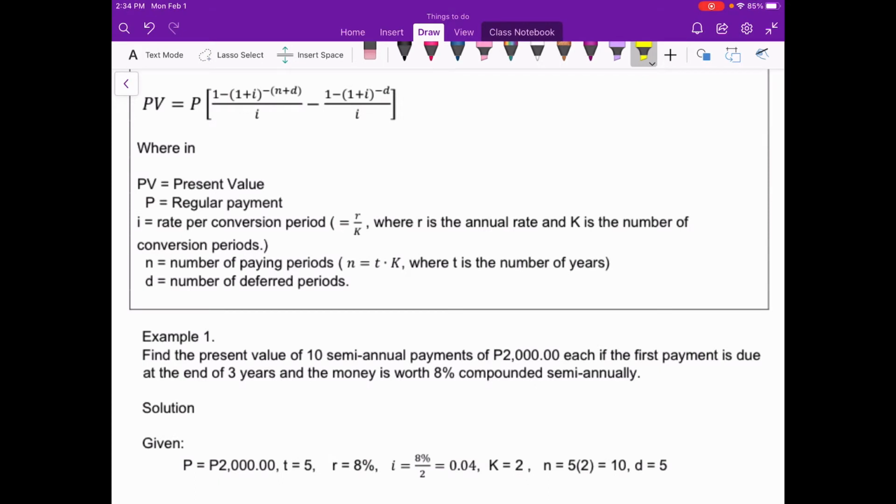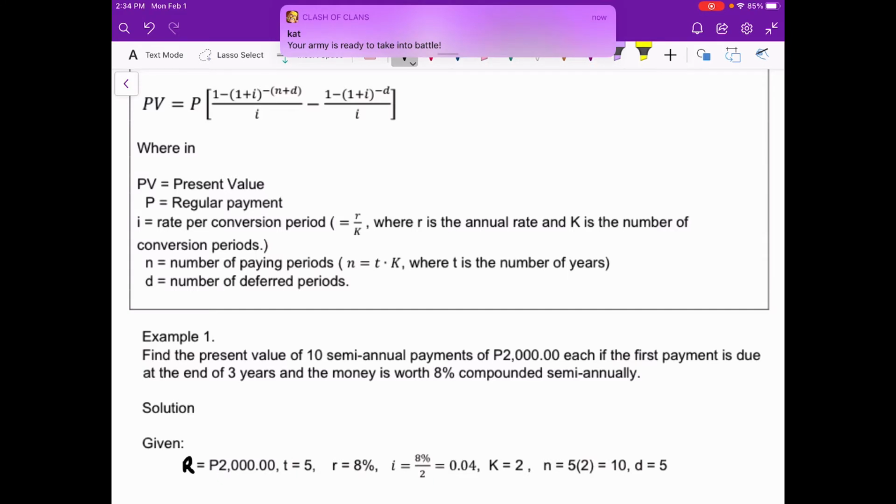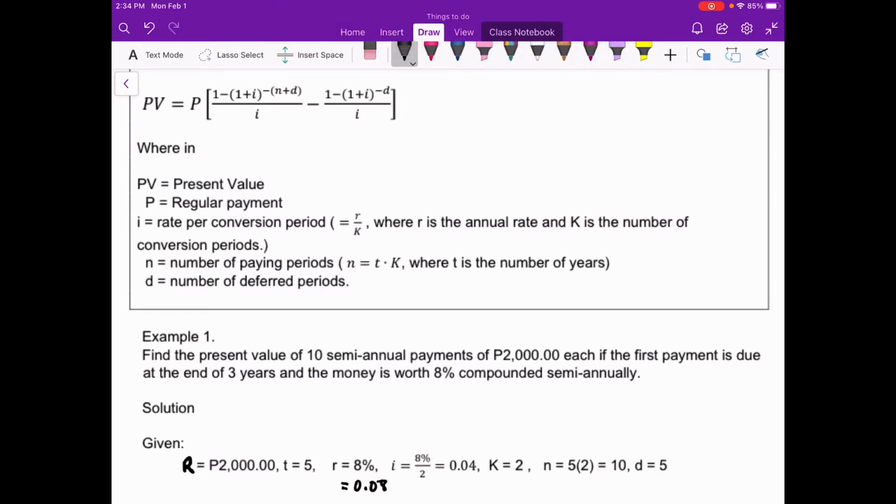So the first thing that we're going to do is write down the givens. We have the R, or the regular payment, which is 2,000. So let's just change this to capital R, 2,000 pesos. And then we have the time, which is 5 years. We have the annual rate, or the small r, which is 8%, and we could also write this as 0.08. And then we have the i. The i is always the annual rate over k, so we have the annual rate divided by 2 because it says semi-annual payments. So 0.04. And then for our k, the number of payments per year, that is 2.